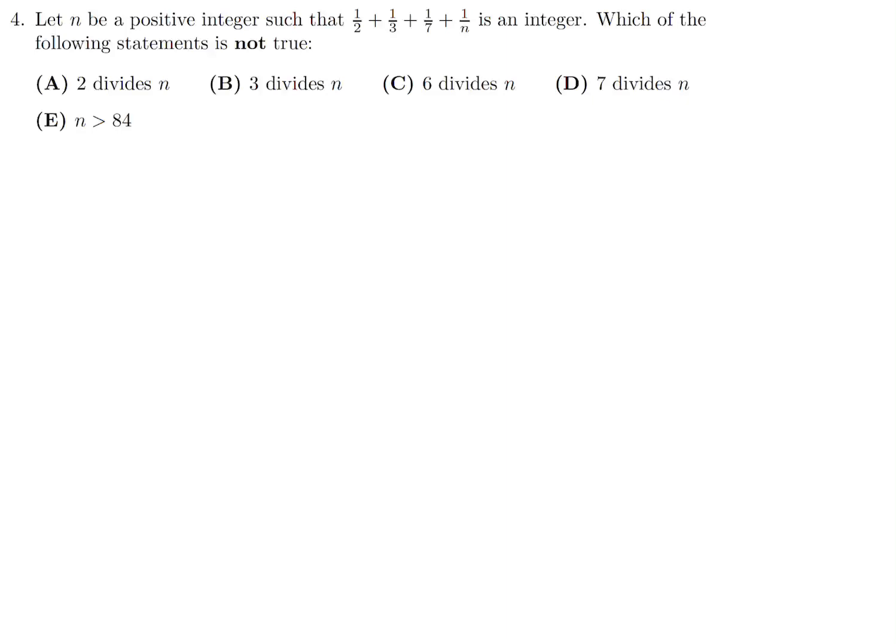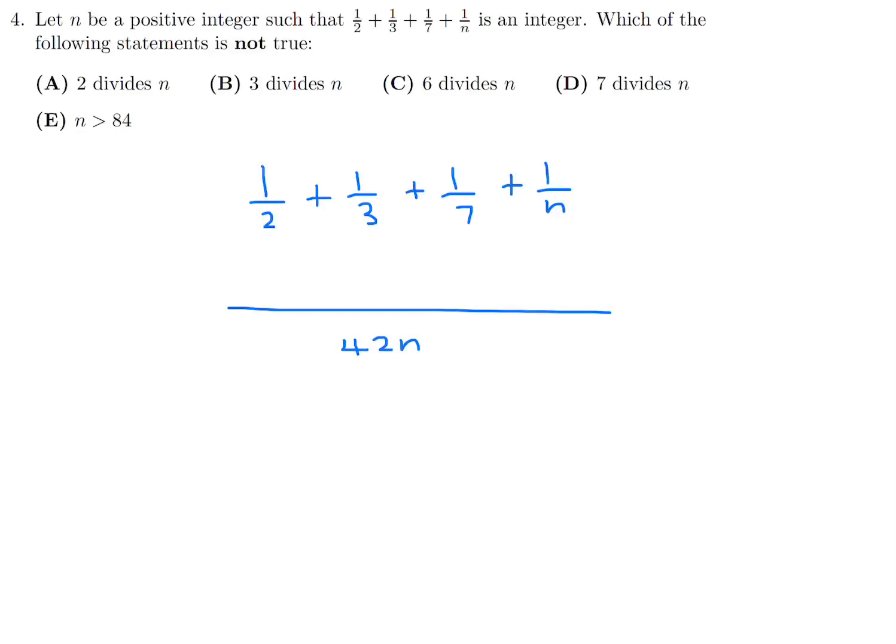Let n be a positive integer such that 1/2 plus 1/3 plus 1/7 plus 1 over n is an integer. Which of the following statements is not true? So let's add all this up and see what we can get. Of course, common denominator, 2 times 3 times 7 times n probably. So that's 6 times 7, 42, 42n, because these are all prime numbers.